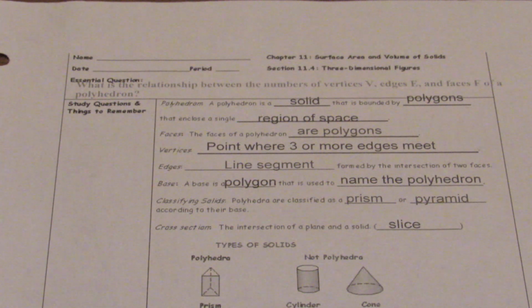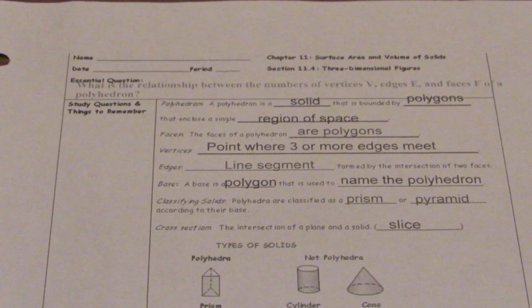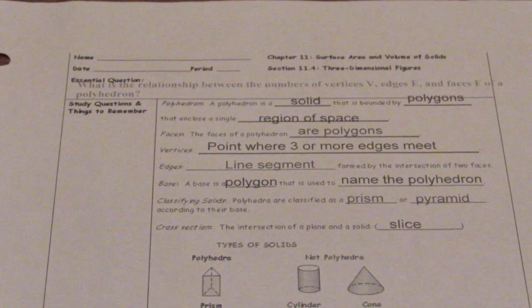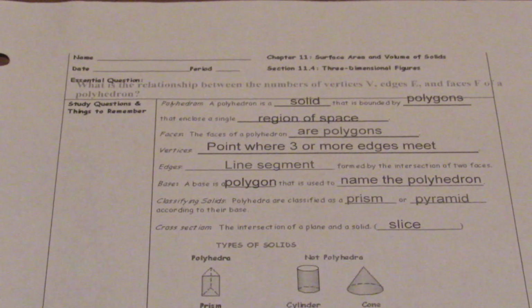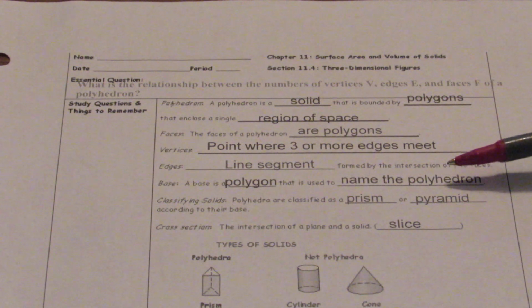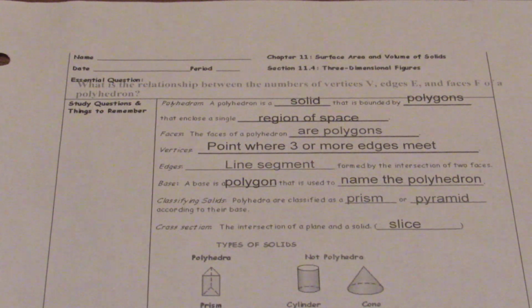Everything, all the sides are going to be polygons. Our faces of a polyhedron are polygons, which we just said. The vertices are the points where three or more edges meet. The edges are line segments formed by the intersection of two faces. Then we have the base. The base of a polygon is used to name the polyhedron. It's not always going to be the bottom, and we'll look at that as we move along.